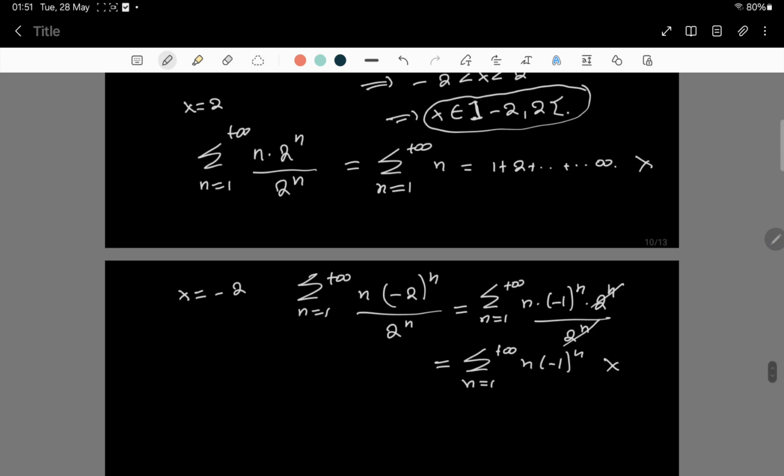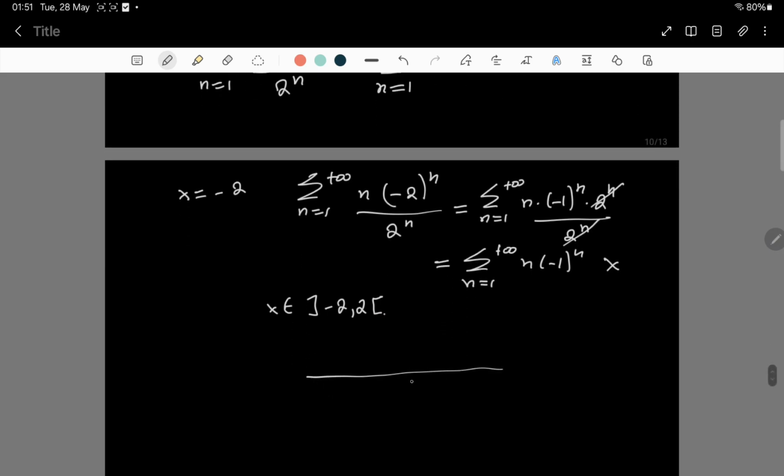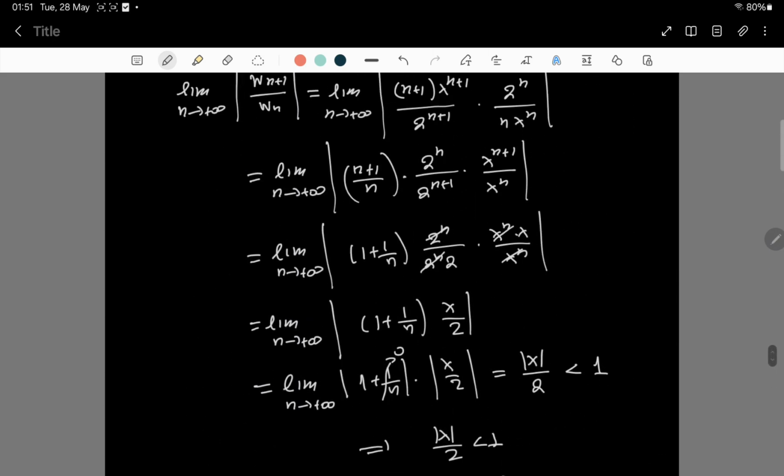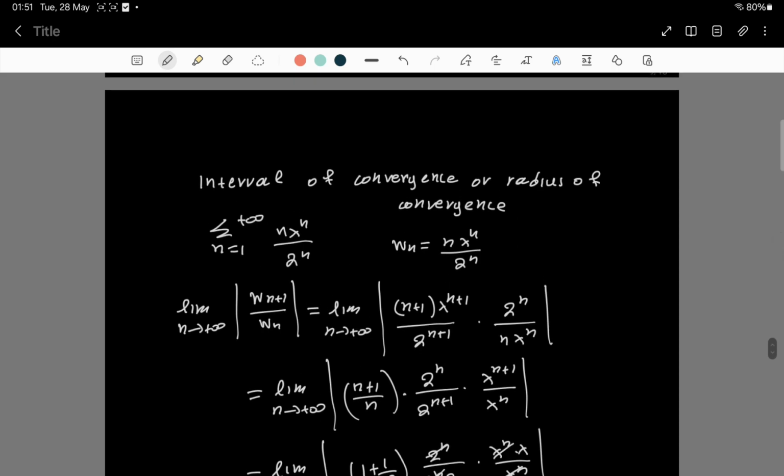So the only values that I'm allowed to put are the values between minus 2 and 2. Assume that this is my interval, so I cannot include minus 2 and 2. I can only put the values inside the interval. It's quite a nice problem. I really like working with infinite series, and finding the radius of convergence is quite a fun process to do.